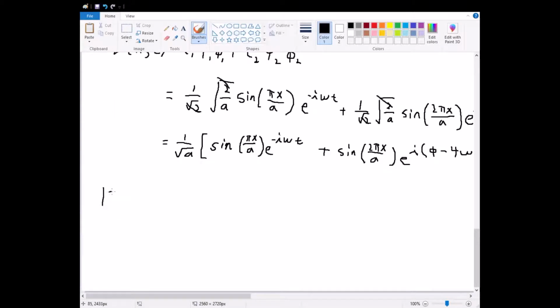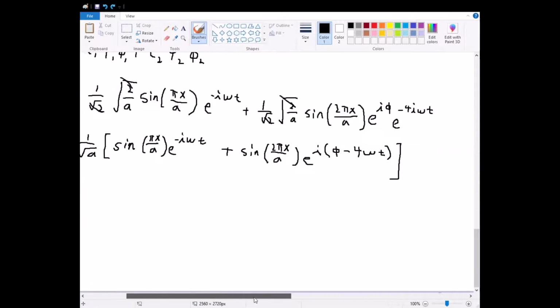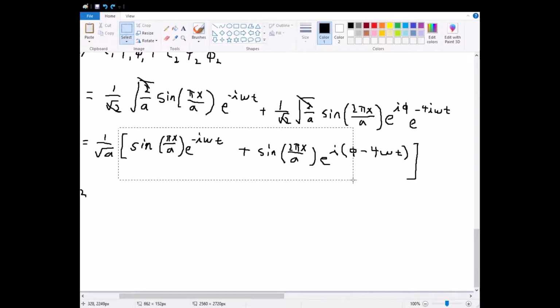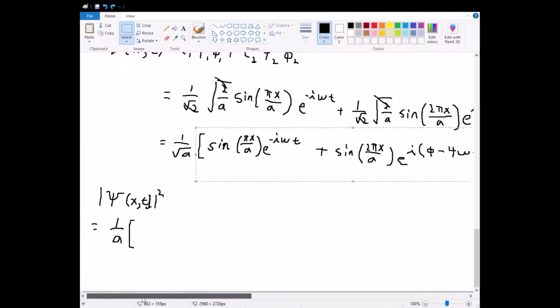So the magnitude of psi of x comma t squared, and this is obviously going to equal 1 over a, because 1 over the square root of a squared is just 1 over a, and then we have our long algebraic expression that we're going to have to write out. In fact, it'll be easier if we just copy paste this whole thing. Just write it with this.